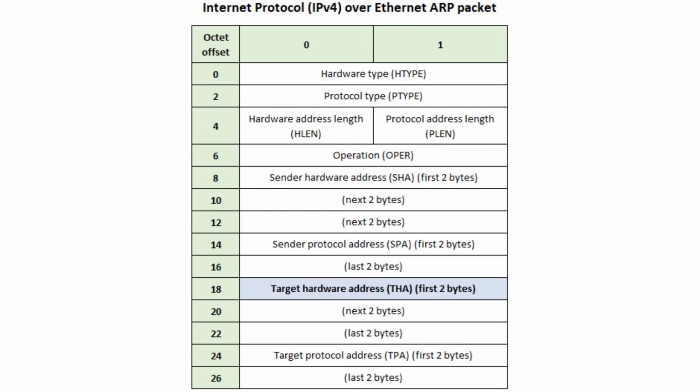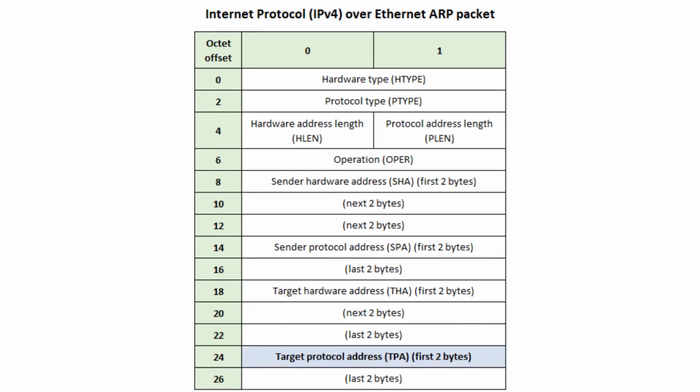Target hardware address. Media address of the intended receiver. In an ARP request, this field is ignored. In an ARP reply, this field is used to indicate the address of the host that originated the ARP request. Target protocol address. Internetwork address of the intended receiver.